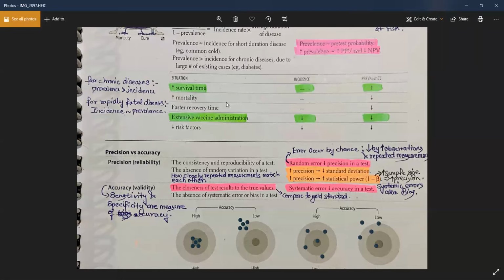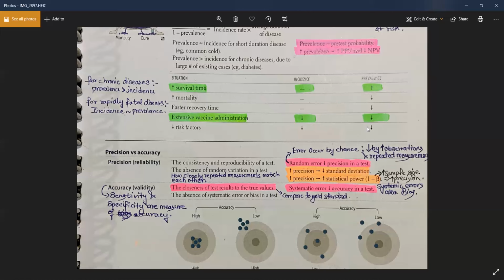Whenever the mortality of a certain disease is increased, the prevalence of the disease will decrease, because all the existing cases are now being eliminated from the population by death. If the disease has a very fast recovery rate, then again the prevalence must decrease. If you do vaccination, then the incidence would decrease as well as the prevalence.